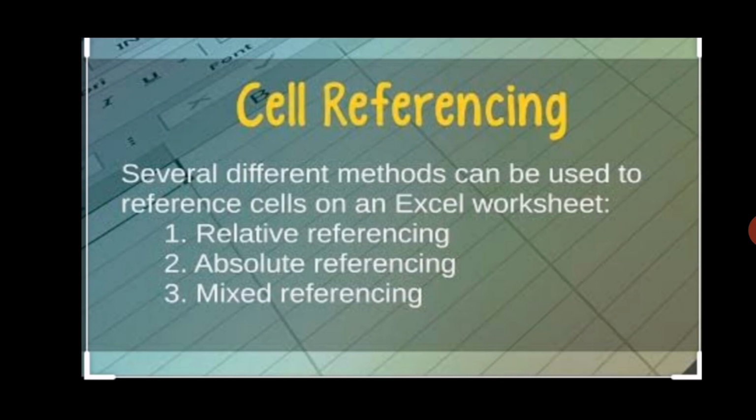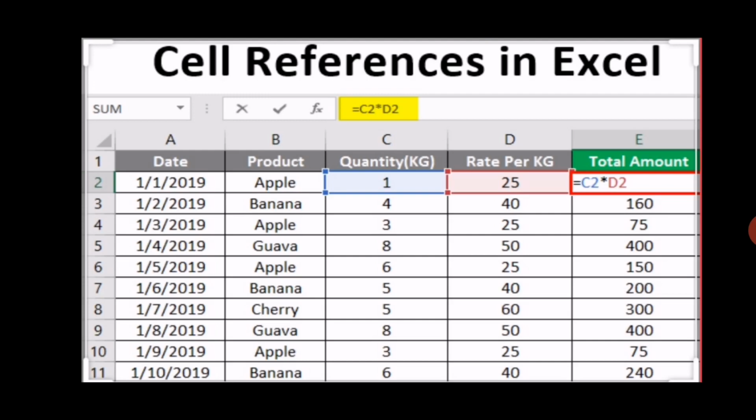A relative reference is based on your current cell, where your cursor is, and on which cell it is related to. An absolute reference is used with the dollar sign, and a mixed reference is the combination of relative and absolute reference. So let's start our class.